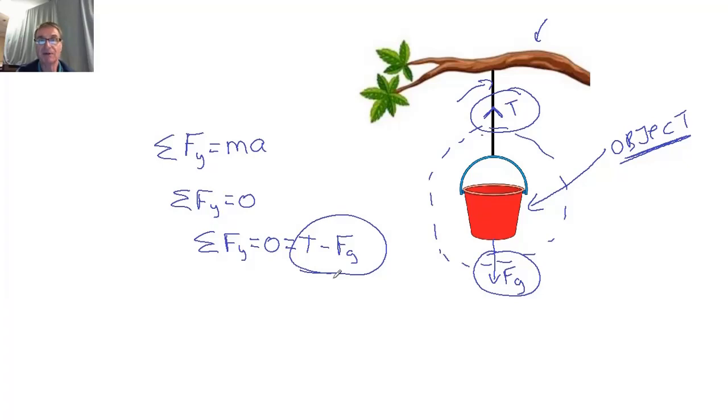What does that tell us about the tension and the force due to gravity? That they are equal in magnitude to each other. So this is why we draw the free body diagrams. We draw them so that we can identify all of our forces and easily transfer them over to Newton's second law.